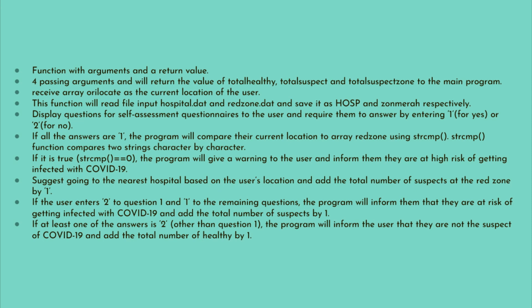Next, it will suggest going to the nearest hospital based on the user's current location and add the total number of suspects at the red zone by 1. If the user enters 2 to question 1 and 1 to the remaining questions, the program will inform them that they are at risk of getting infected with COVID-19 and add the total number of suspects by 1. If at least one of the answers is 2, other than question 1, the program will inform the user that they are not a suspect of COVID-19 and add the total number of healthy by 1.